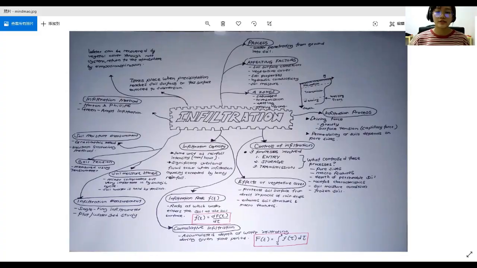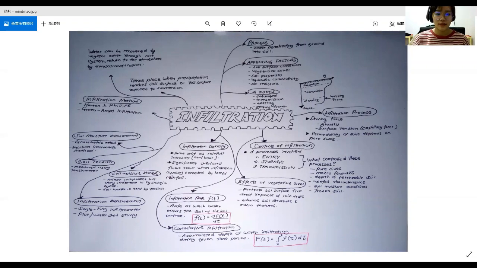There are three processes involved in the infiltration: the entry, storage, and transmission. The factors controlling these processes include pore size, macro features such as cracks, root holes, and so on, the depth of the permeable soil, rainfall characteristics, soil moisture condition, and also the frozen soil. Next, I am going to talk about the infiltration capacity.